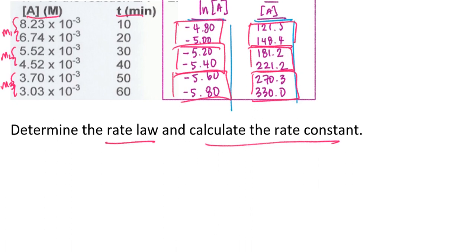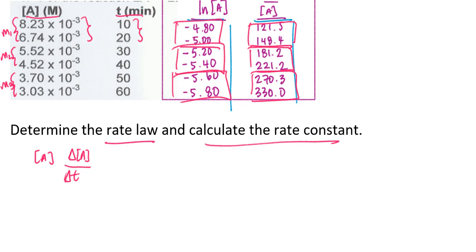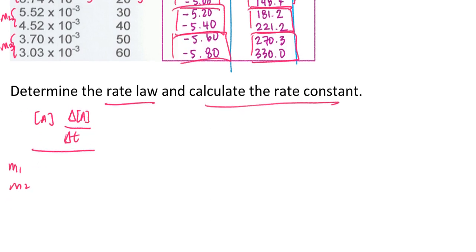If I take a look at the concentration data itself, I'm going to calculate the change in the concentration, so I'll take the difference between these two numbers and divide by the time interval. If I do that for M1, M2, and M3, I get values of -1.49 times 10 to the -4, -1 times 10 to the -4, and -6.7 times 10 to the -5.